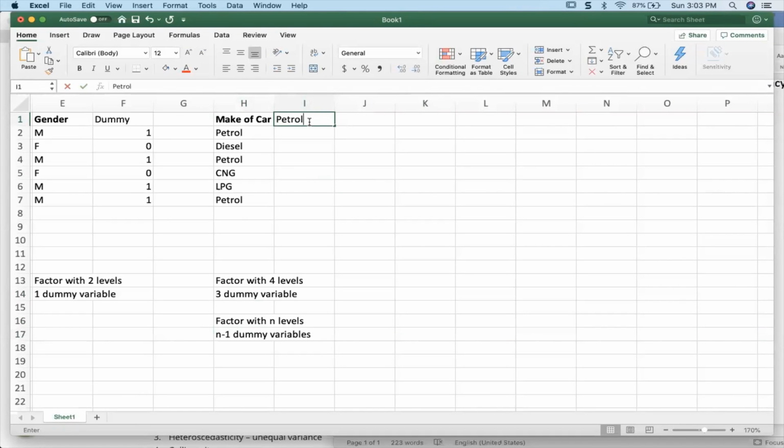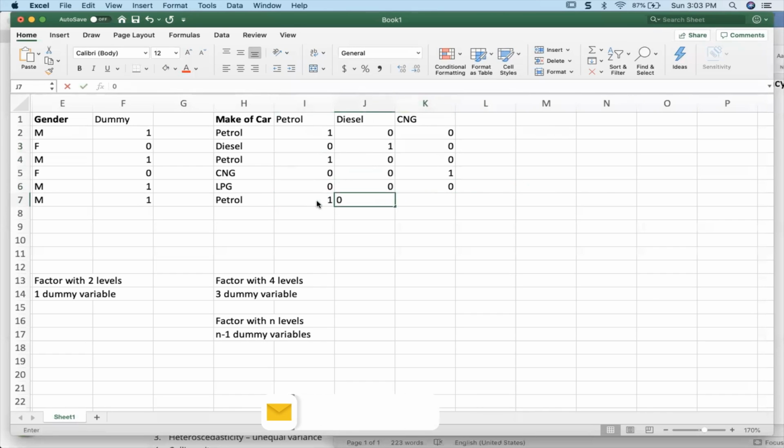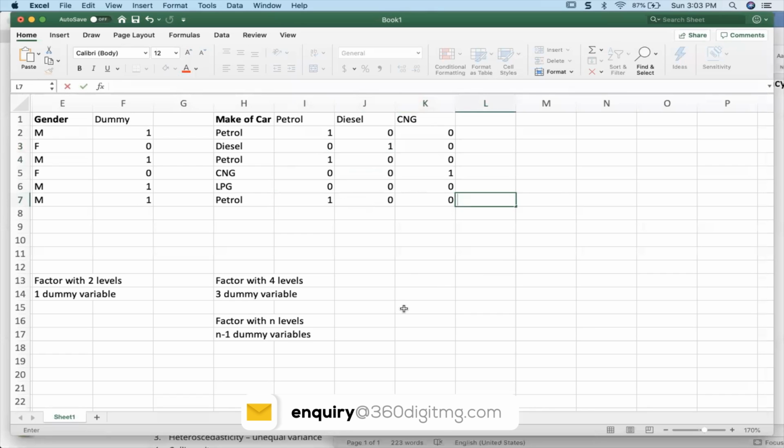So here you'll have petrol, diesel, and CNG. If it's a petrol vehicle, I'll put a 1, 0, 0. If it's a diesel vehicle, I'll put a 1 in the second place, and 0 elsewhere. For CNG, I'll say 0, 0, and 1. Then for LPG, if I put all zeros, it is assumed that it is none of these. It is neither petrol nor diesel nor CNG. So ultimately, it is LPG. Okay, clear with dummy variable creation.